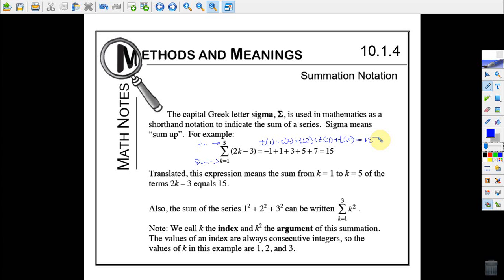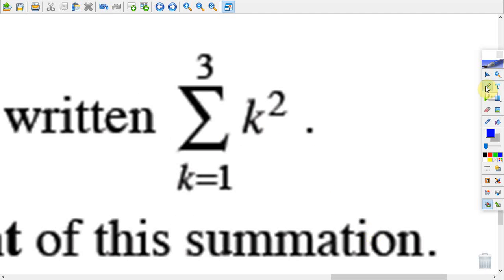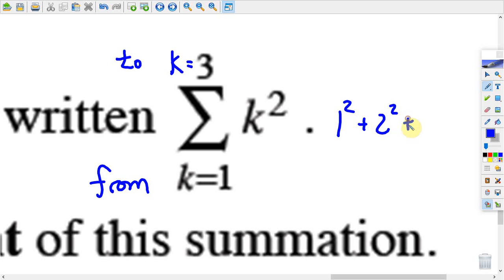So we could look at another series here. If we had 1 squared plus 2 squared plus 3 squared, and we just wanted to sum those three terms, then we could say that we are summing k squared from k equals 1 to k equals 3. So then we have our 1 squared plus 2 squared plus 3 squared, which would be the same thing as 1 plus 4 plus 9, and it should equal 14.